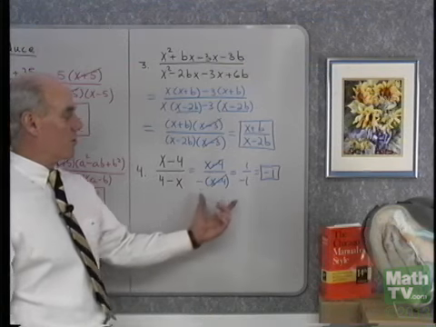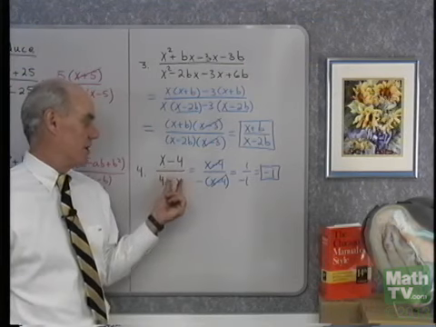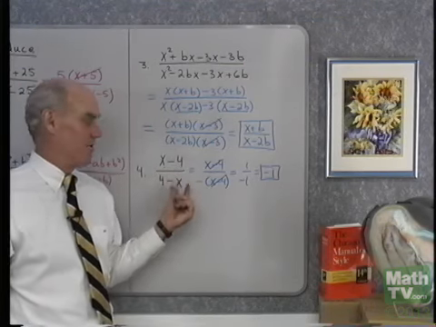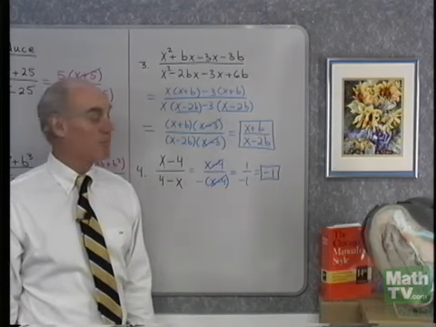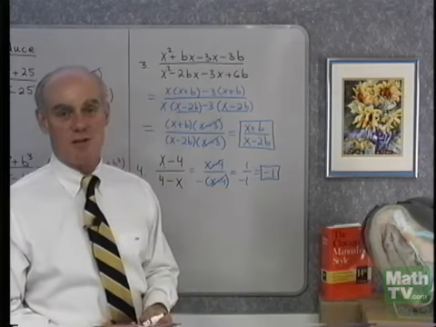So you can show this work if you want, or you can just notice that x minus 4 and 4 minus x are opposites, divide those out, and end up with negative 1. That's a look at reducing rational expressions to lowest terms.